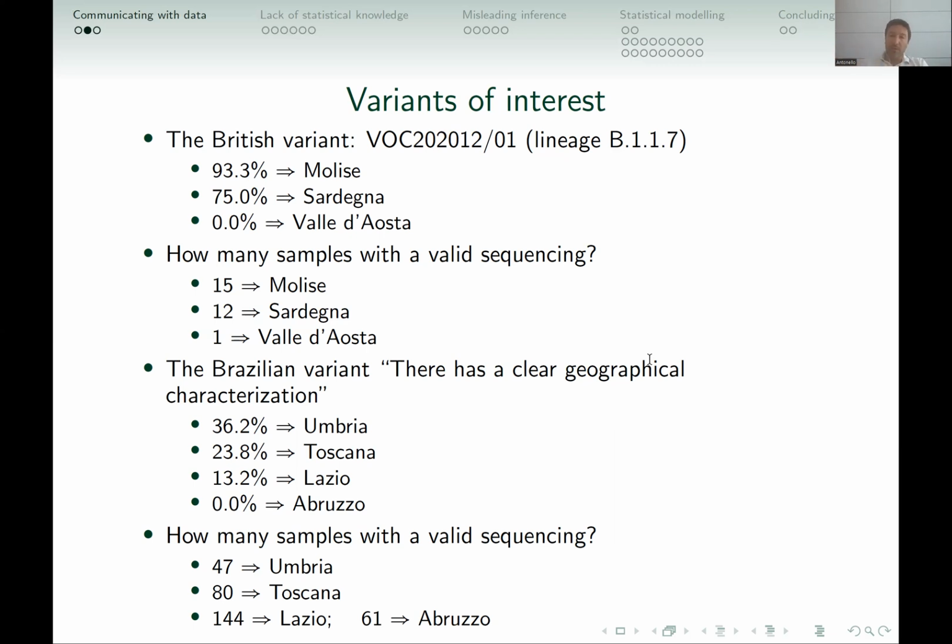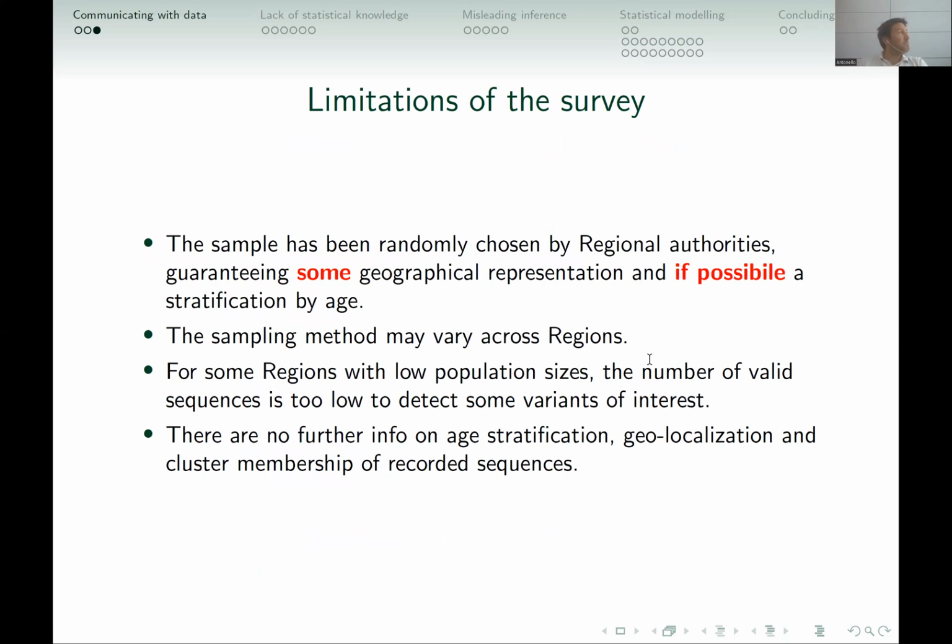We have to put a lot of care when we do that, but there is a huge issue, from my perspective, in the way we obtain these numbers. I just quote from the main report: the sample has been randomly chosen by regional authorities, guaranteeing some geographical representation and, if possible, a stratification by age. Well, if a student would say something like this at my exam, they will not pass it.